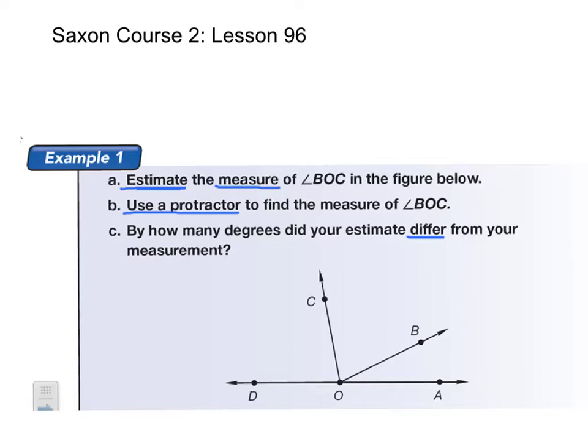Part A says we're going to estimate the measure of angle BOC in the figure below. The next thing we're going to be doing is actually using a protractor. A protractor, imagine that. And then we will decide whether the two measurements are actually the same or if we're off a little bit.